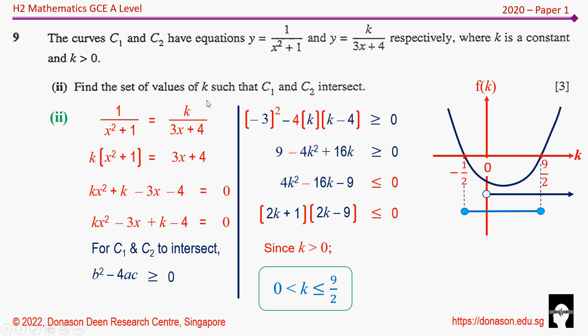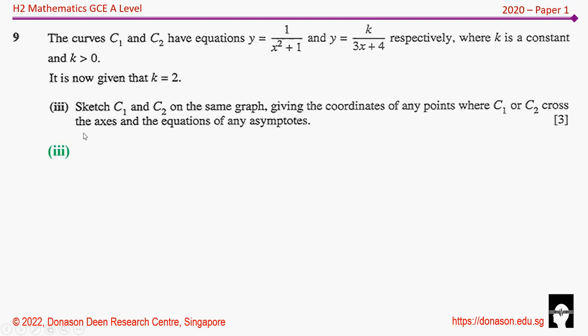Find the set of values of k such that C1 and C2 intersect. Let's now look at part 3. Okay, it is now given that k is equal to 2. So we have got a value of k, and we are told to sketch curves C1 and C2 on the same graph. That means using the same axes, giving the coordinates of any points where C1 and C2 cross the axes, as well as the equation of any of the asymptotes.